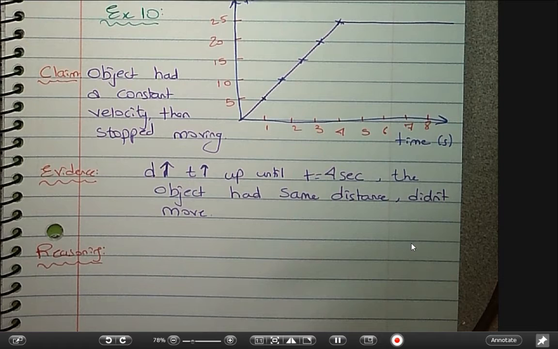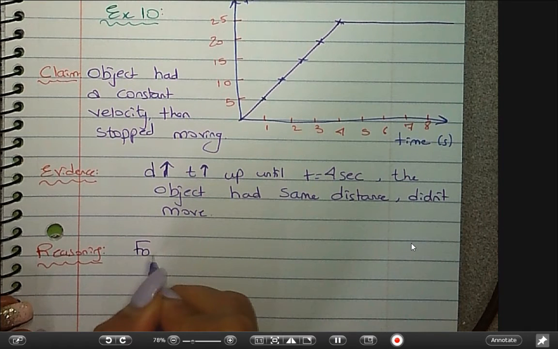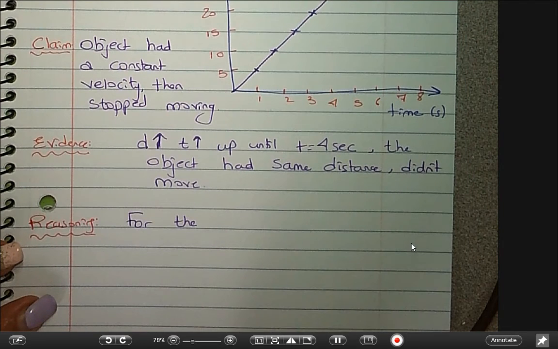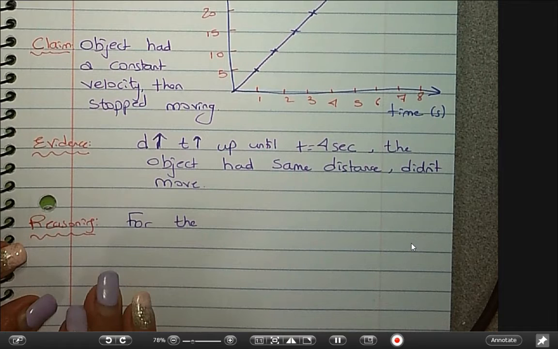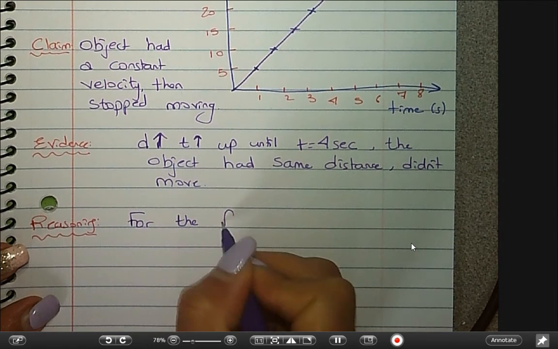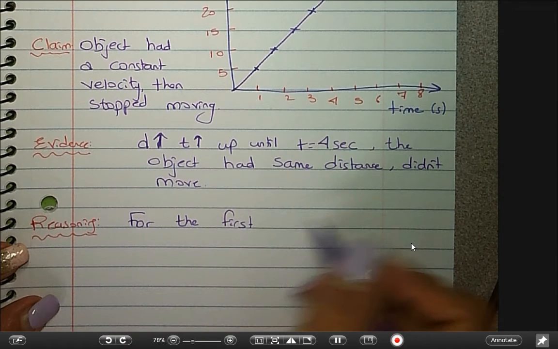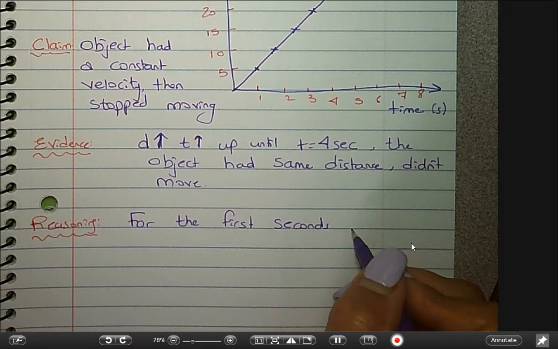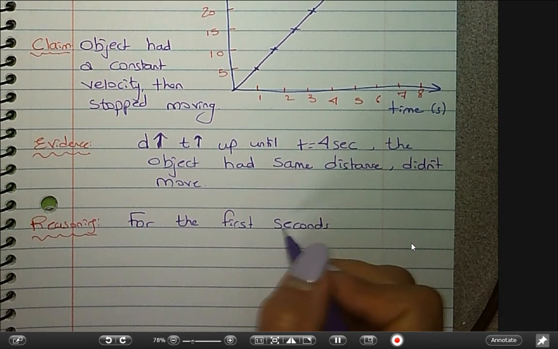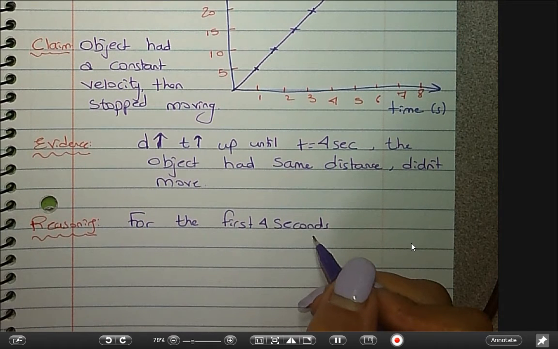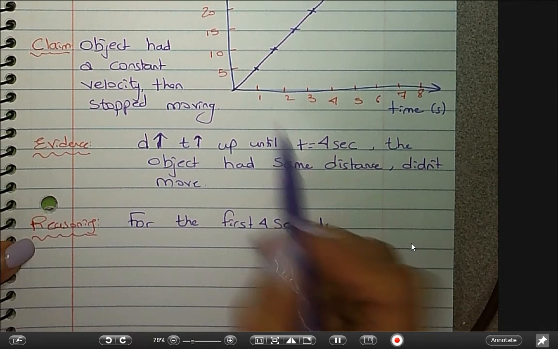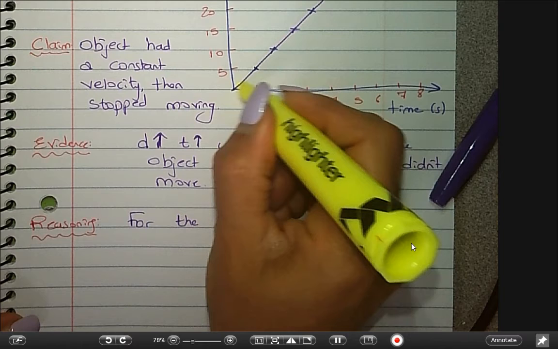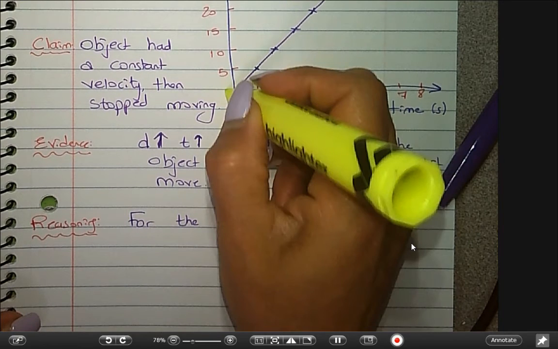So for your reasoning, of course, you're going to word it the way you feel is more understandable to you, in your own words. You don't have to use the same words I'm using, but they have to make the same concept. For the first 5 seconds, or no, 4 seconds, I'm sorry. For the first 4 seconds, what happened from here to there? So if you look, 4 seconds.